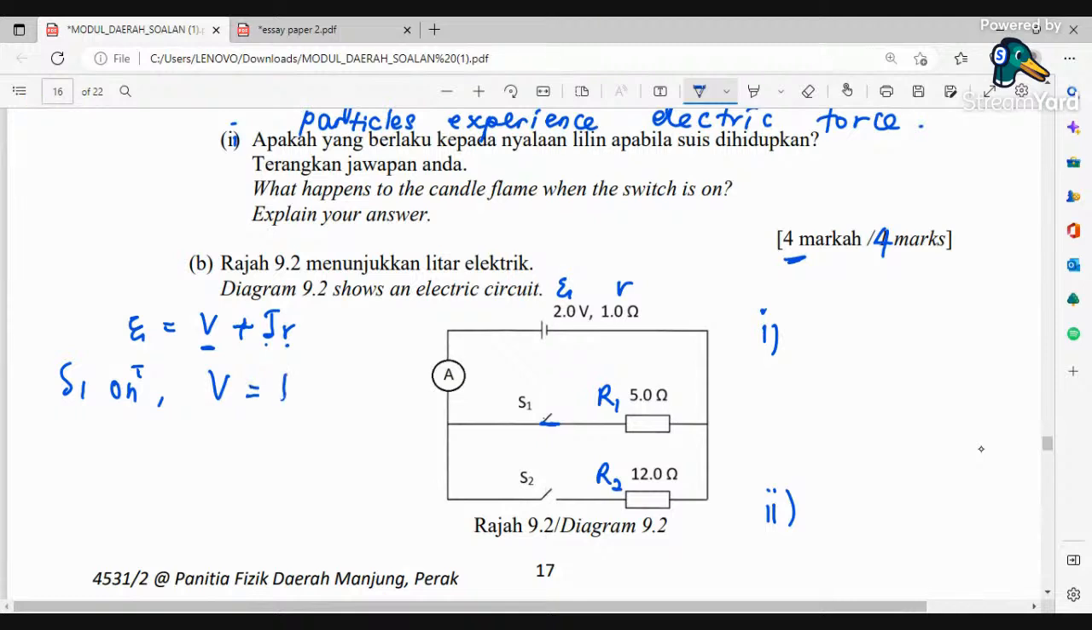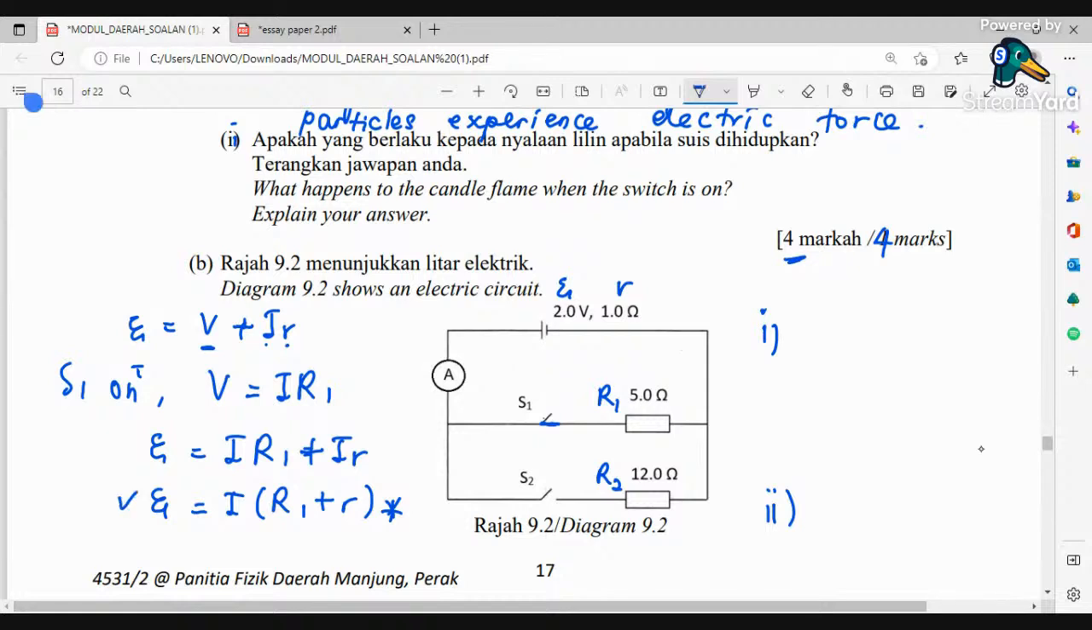V actually equals IR1. So electromotive force equals IR1 plus I small r. Thus, EMF equals I(R1 plus small r). Can you get this equation? Because there is no mention of the value of V, and in this case we want to find I, and we are just given R1, r, and EMF, so I will use this formula. EMF equals I(R1 plus small r).